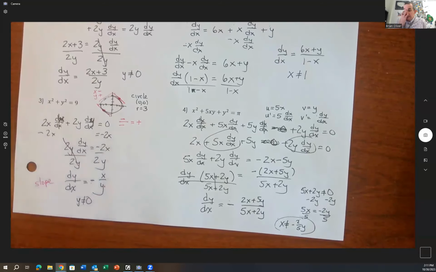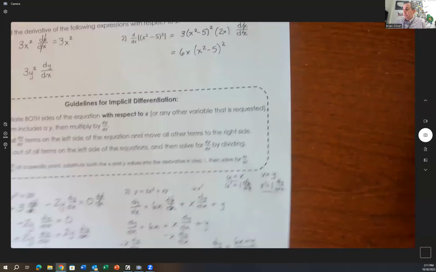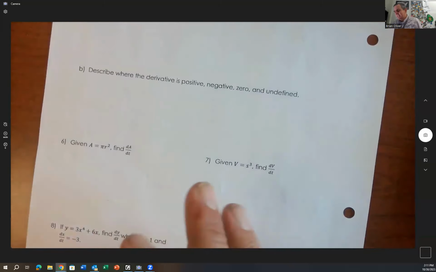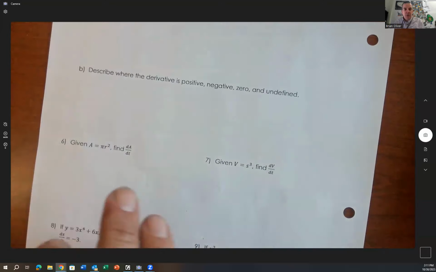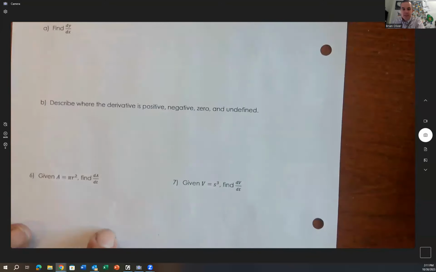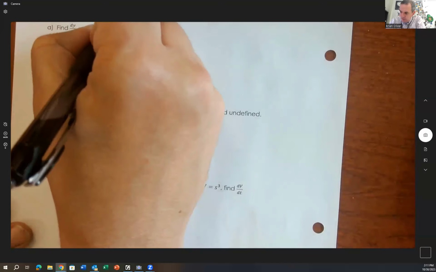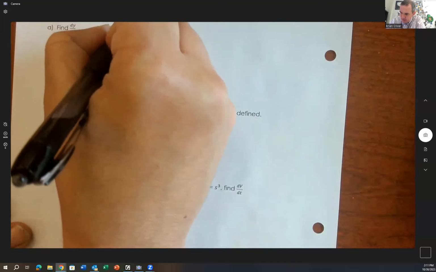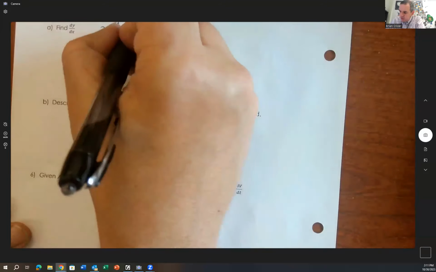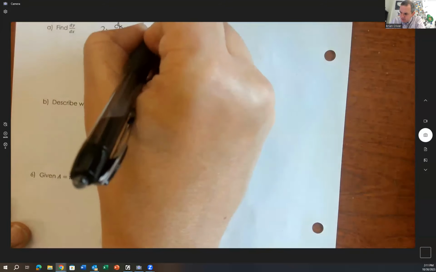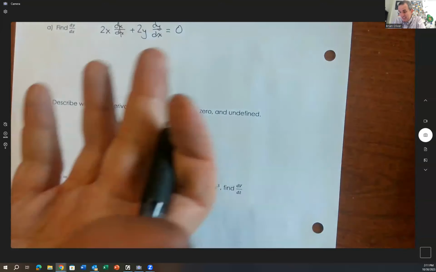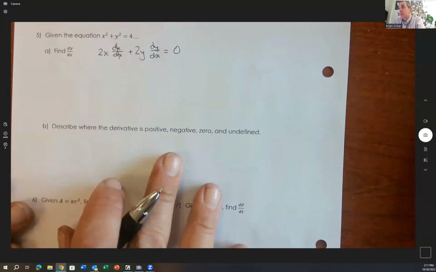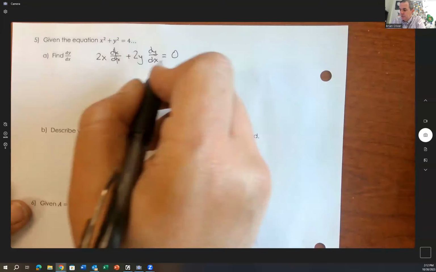What I will do now is show you some word problems, or not necessarily in terms of how you may see it. The next piece we're going to look at is the equation x squared plus y squared equals 4. Find dy/dx. So again, 2x dx/dx, but remember the dx/dx is 1, plus 2y dy/dx is going to equal 0. Anything times 0 is 0.